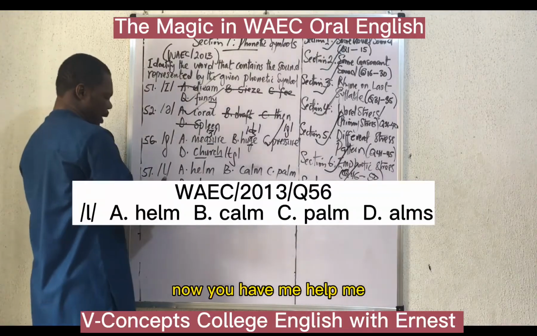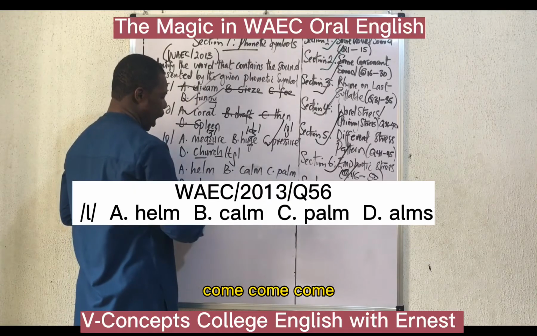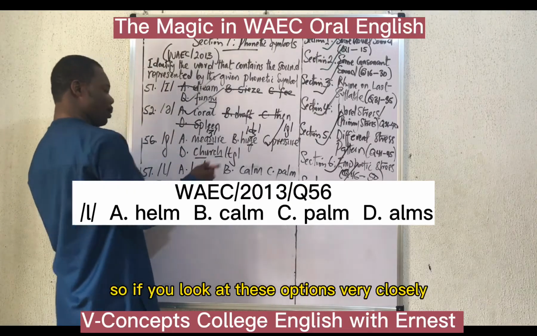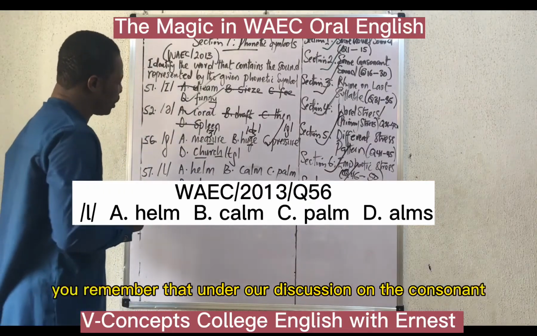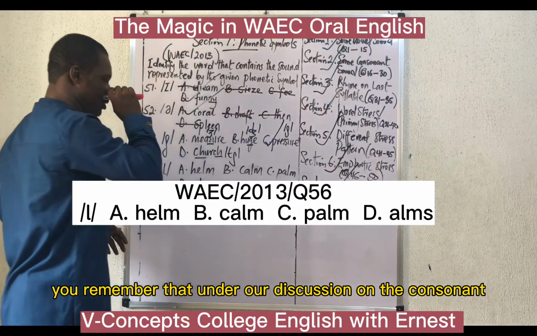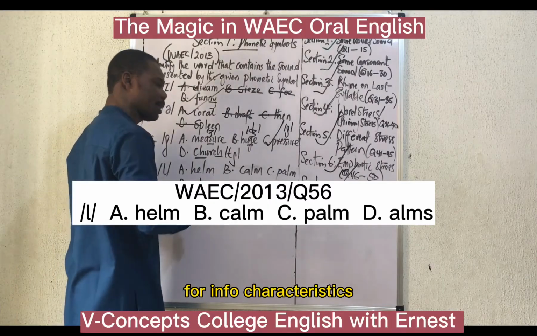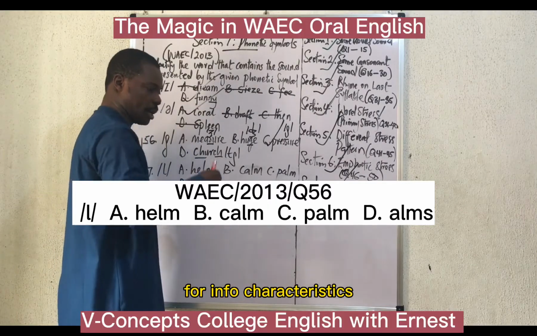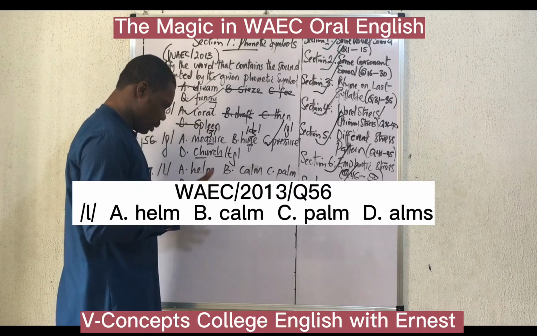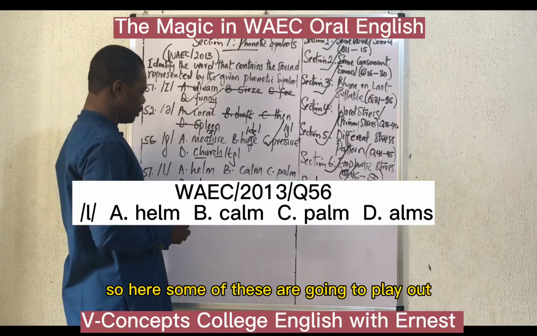Now you have me, helm, come, palm, arm. So if you look at these options very closely, you remember that under our discussion on consonants, we talked about the occurrence of silent consonants, with four characteristics: silent consonant, consonant cluster, past tense marker and plural markers. So here, some things are going to play out.